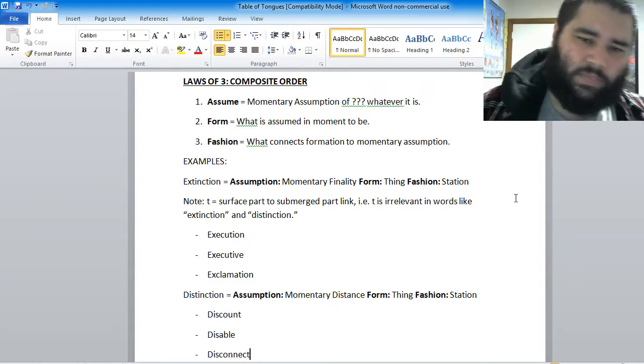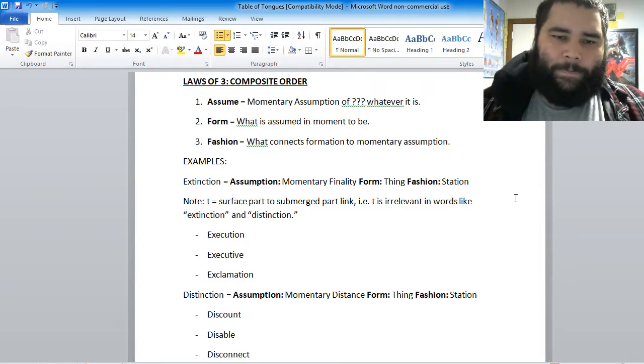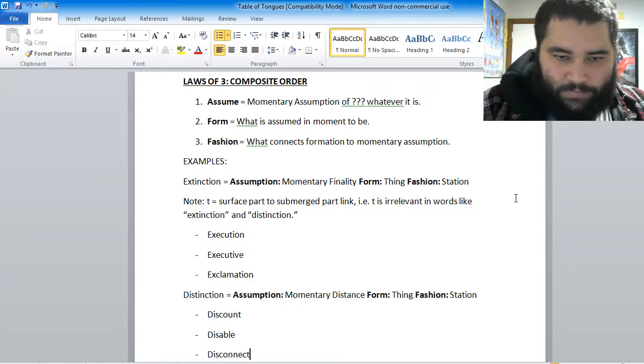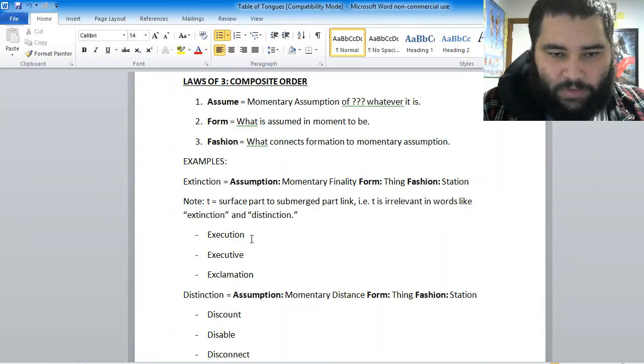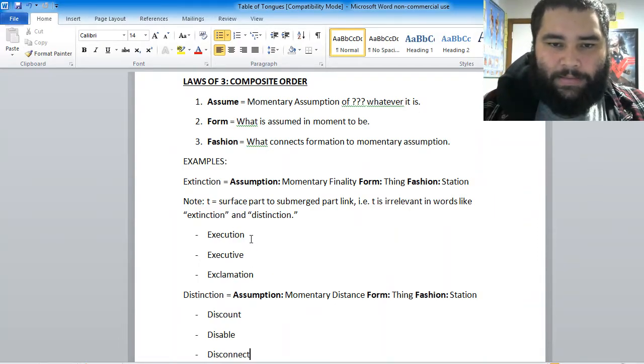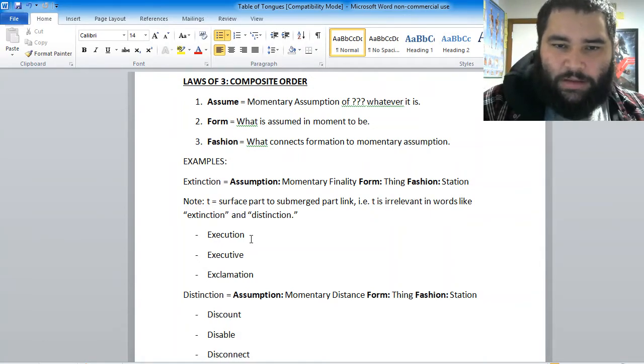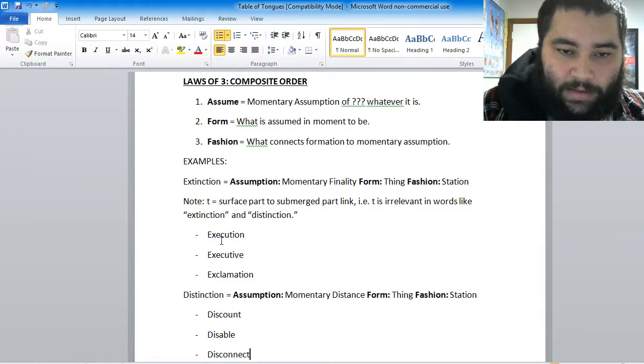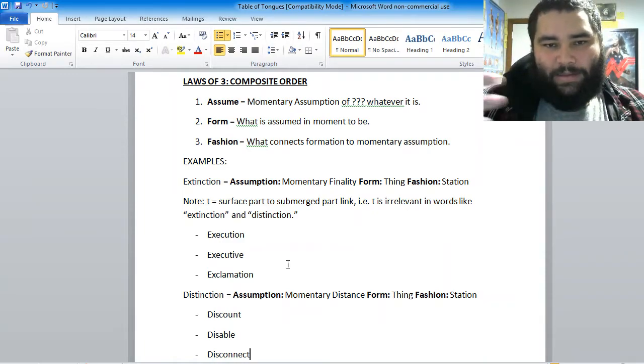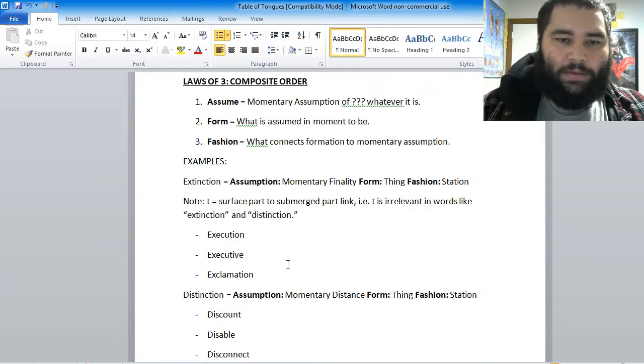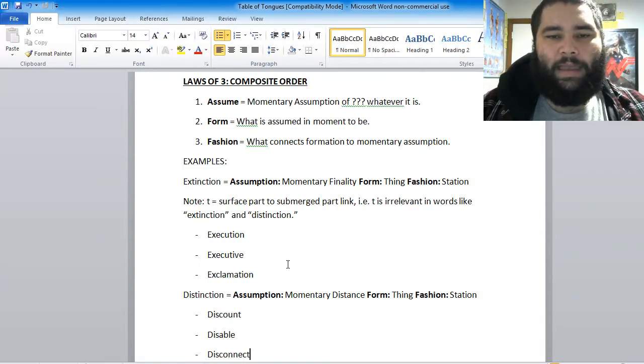I've got some examples here to explain why the assumption of extinction is momentary finality. Execution, executive, exclamation. What does the X have in common with these words and with extinction? Well, there's the hint of momentary finality.